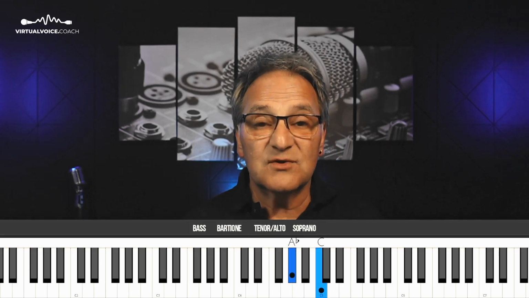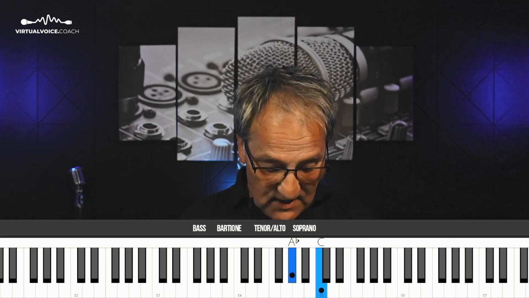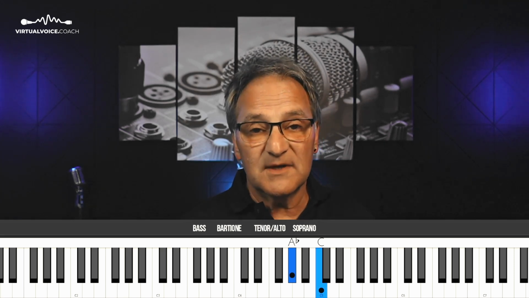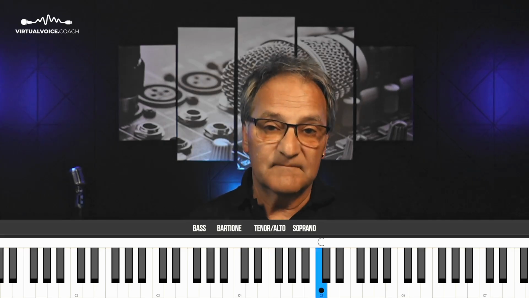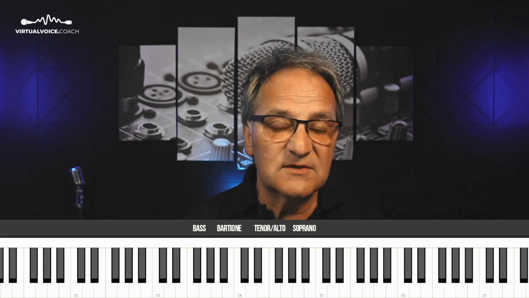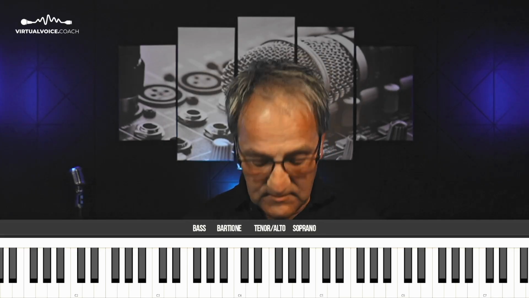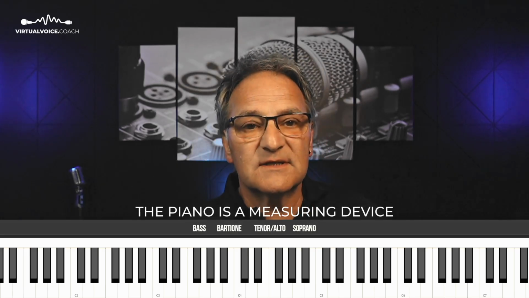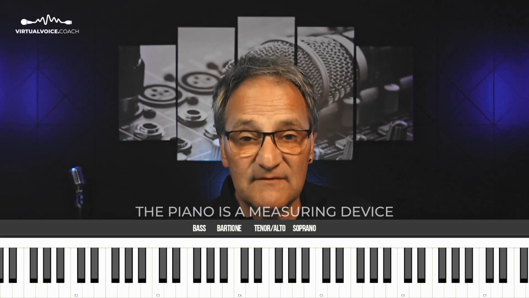So this is the transition area, meaning for a soprano, anything below this A flat is going to be chest voice dominant, and anything above C, give or take a semitone or two, is going to be head voice dominant. So this is why we find a lot of our challenges in the transition, because of that coordination that we have to develop.